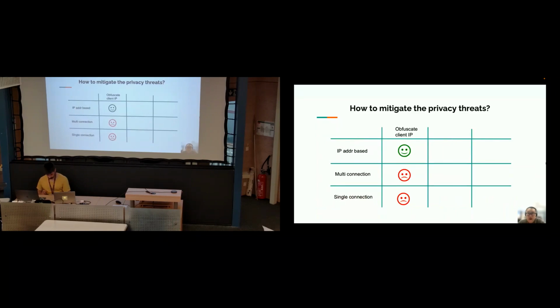Obfuscating or hiding client IPs does mitigate IP address-based attacks, such as location tracking, because the attacker cannot identify a client based on the patterns in the IP address. For attacks that leverage multiple connections from the same IP, we want to make sure different connections have different IPs, but still there are some attacks that only look at a single connection. For those single connection-based attacks, a possible solution is to change the client IP in the middle of a connection multiple times, or change IP per subconnection.